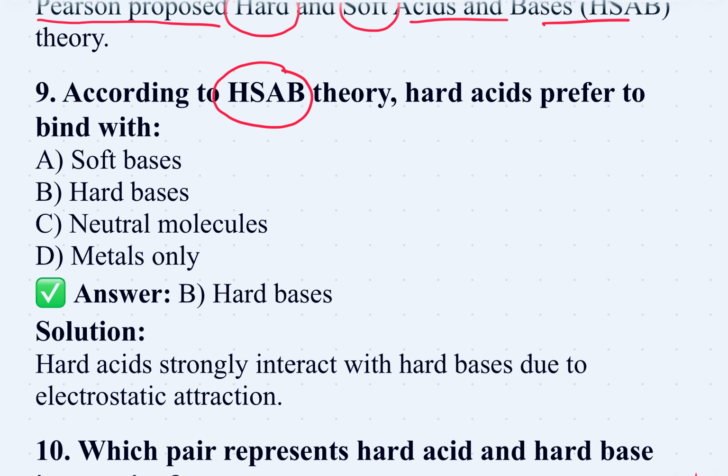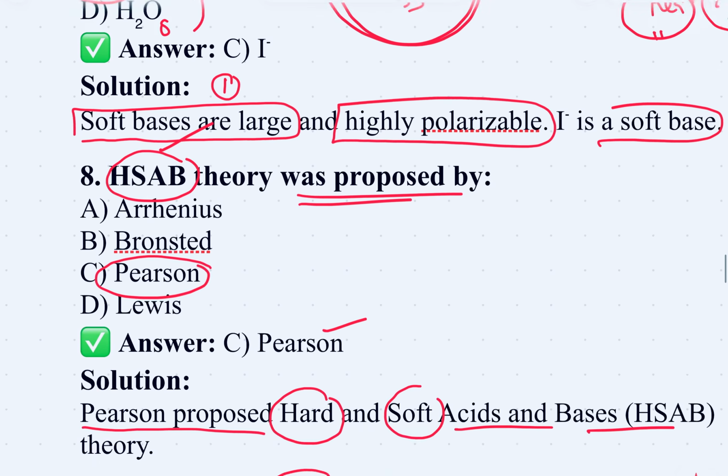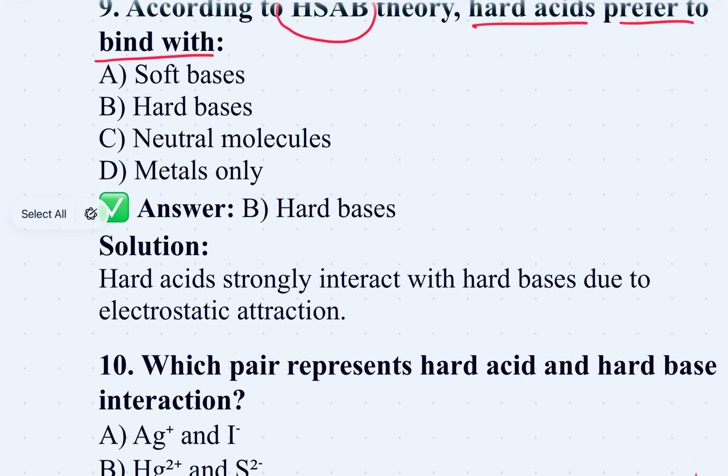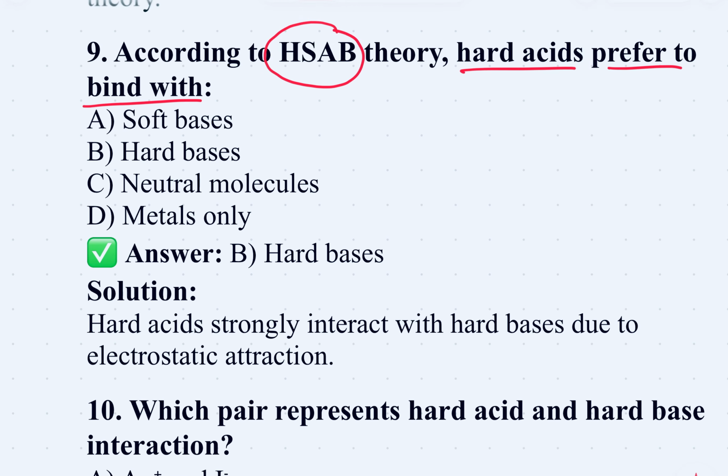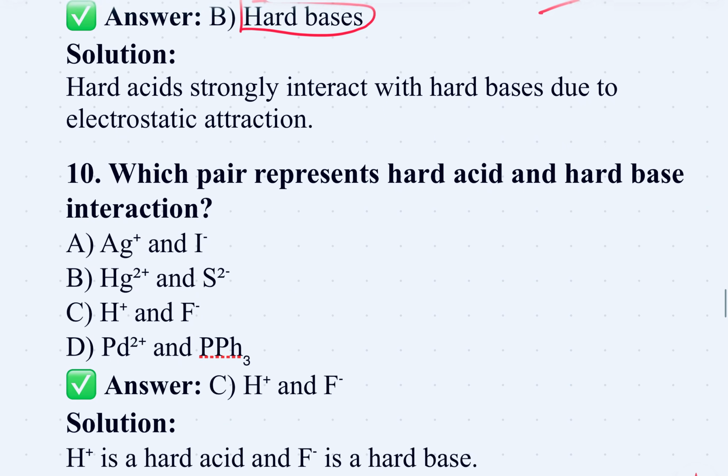According to hard, soft, acid base theory, hard acids prefer to bind with. Yeah, just now we discussed. See, hard acids prefer to bond with, it is asking. Mostly we have hard acid prefer to bond with hard bases. So here hard acid plus hard base. This is a preferred binding. Don't forget it. Very important. So your answer is hard bases. HA, HB. You can take here H is common. AB. So what is AB? Hard acid, hard base. Don't forget. This is the combination. See that.